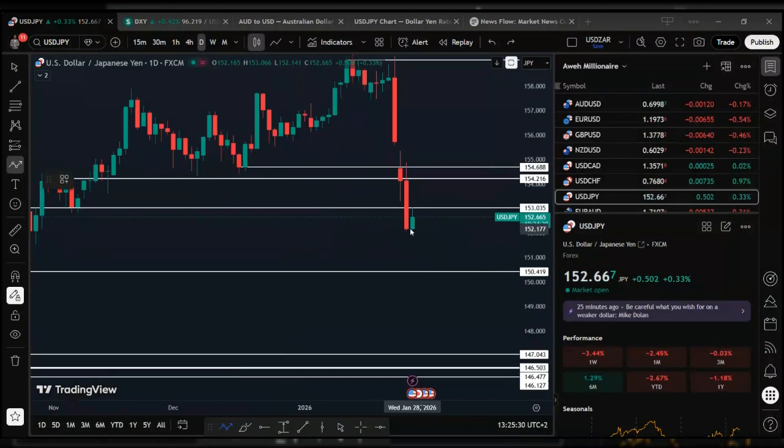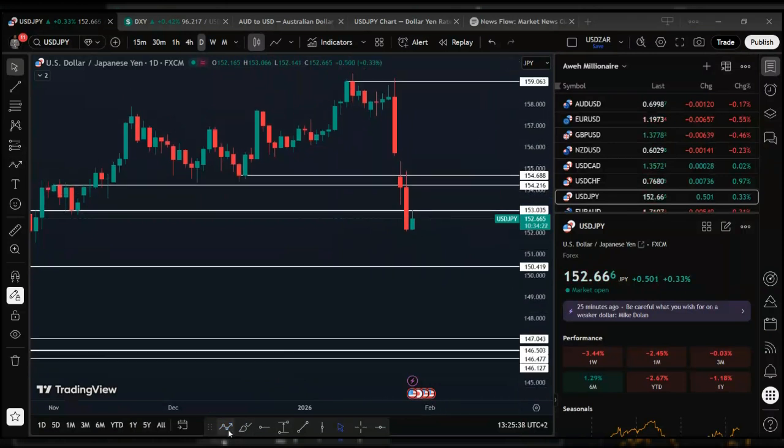However, if price fails to trade below this level, a close back above this level could see again a pullback in this downward momentum, with price eyeing a retest of this previous support now turned resistance zone at the 154.68 and the 154.21 zone of major resistance on USD JPY.